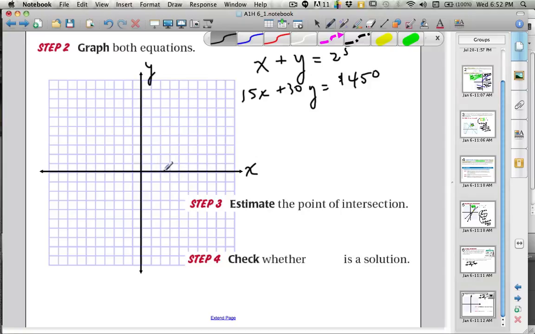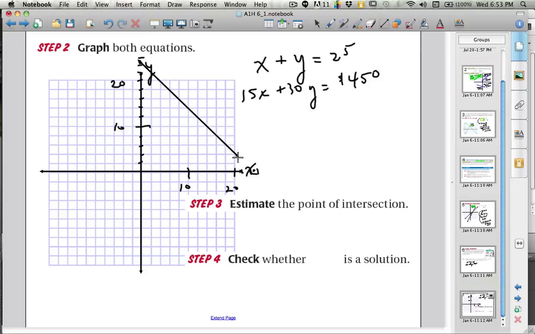So let's do 2, 4, 6, 8, 10, 2, 4, 6, 8, 20, and then 2, 4, 5. That would be right about there. 2, 4, 6, 8, 10, 2, 4, 6, 8, 20, and then 2, 4, 6. That would be right about there. So this graph is going to go from here to there.